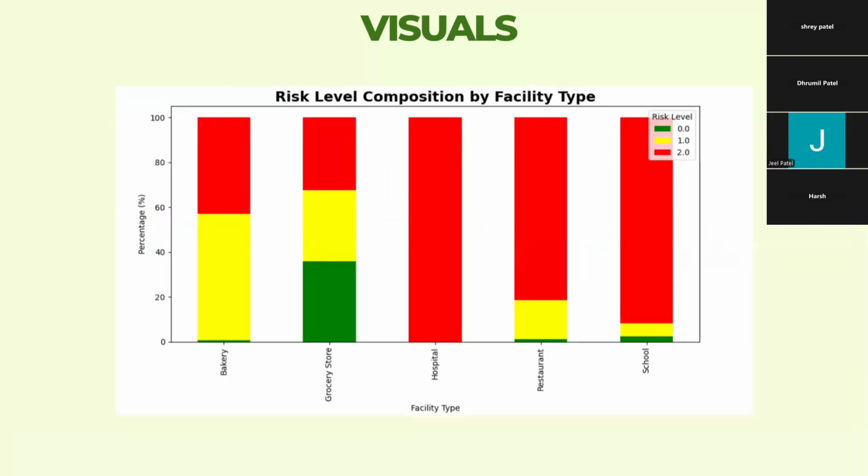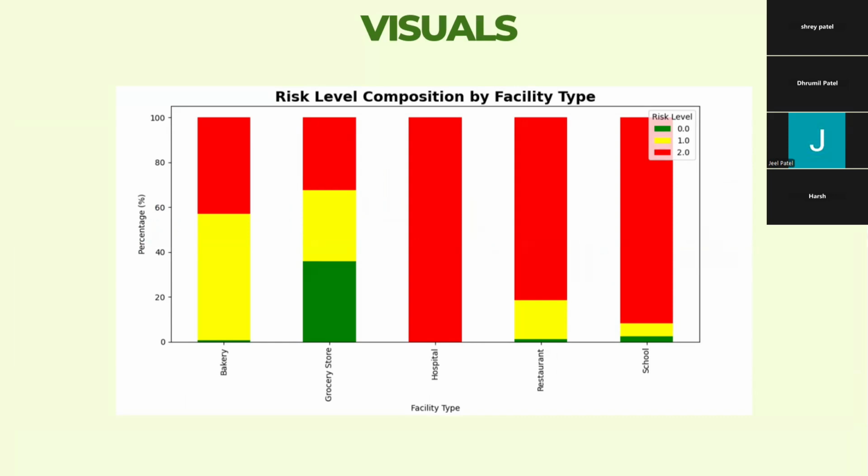So this is the overall risk level composition by facility type. As we can see, yellow is considered medium, red is high, and green is low. In bakery, we have around 50% of bakeries at medium level risk and 40% at high level risk, and only 2 to 3% is low risk.